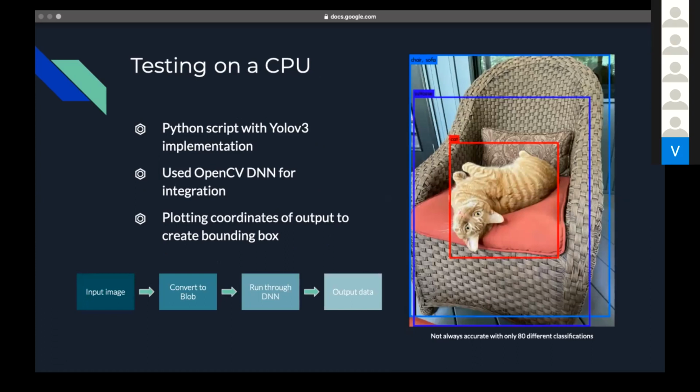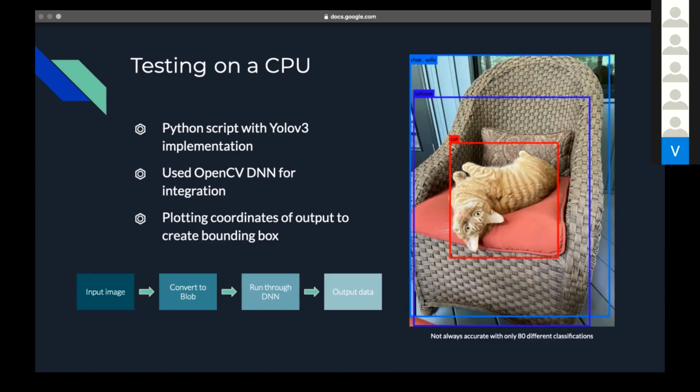So for testing on a CPU, initially what we wanted to do was get more familiar with machine learning and how we can use it in our project, and that would be object detection. So instead of jumping straight into putting it onto the FPGA, we needed to know a little bit about it in the background. So that's why we wrote our Python script with YOLO v3 implementation.